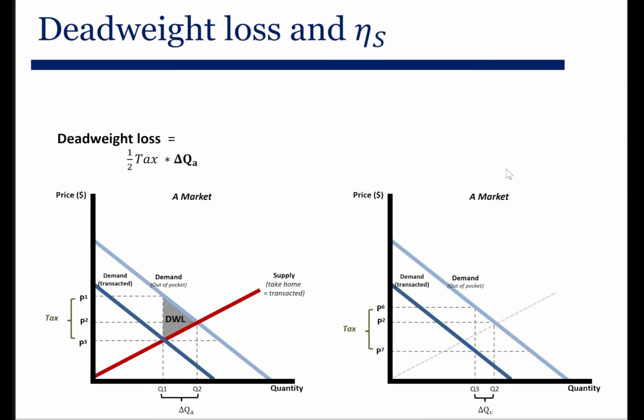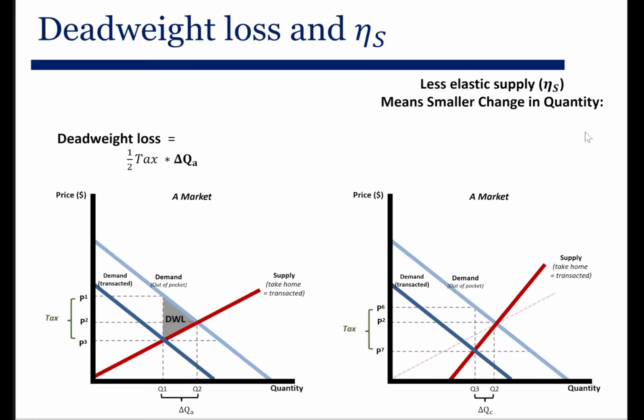Let's now think about elasticity of supply. Is the same thing true? So here's our original supply. Now let's make one more less elastic. And then we see with this less elastic supply, we have less of a change in quantity, a smaller response. This smaller response, because the deadweight loss is 1/2 the tax, which stays the same, times the change in quantity, it's a smaller deadweight loss.